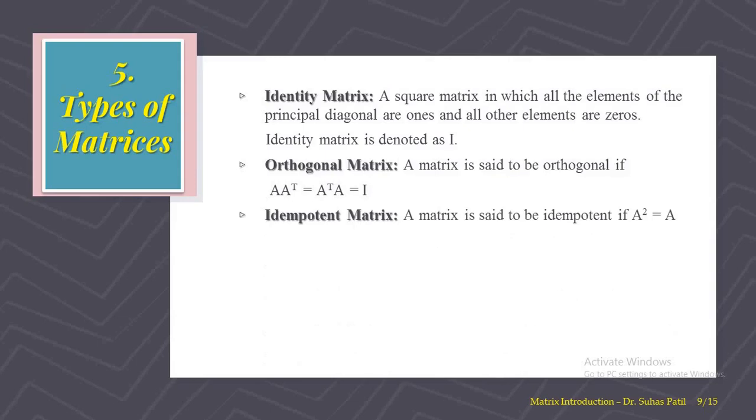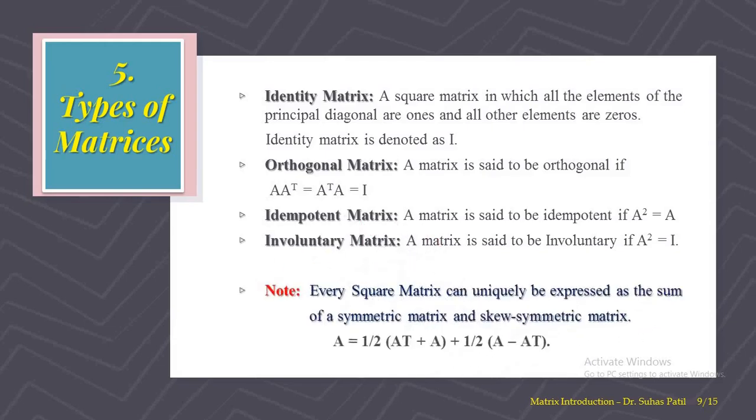Then the idempotent matrix. A matrix is said to be idempotent if A squared is equal to A. This means if we have a matrix A and multiply that matrix again with the same matrix, we get the same matrix A, then it is an idempotent matrix. Then the involutory matrix. A matrix is said to be involutory if A squared is equal to I, as we know that I is the identity matrix.